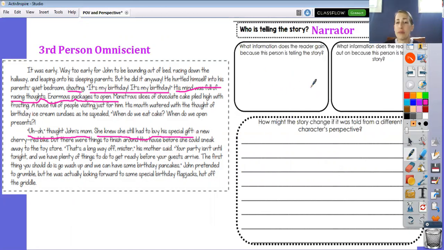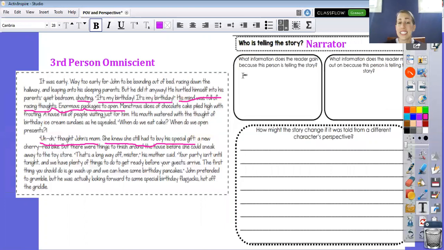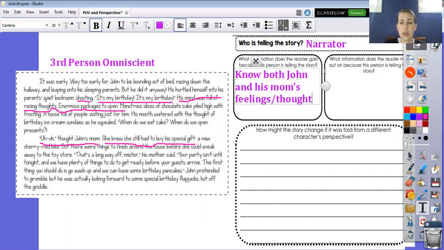So what information do we gain because this person is telling the story? Since it's a narrator, we know both John and his mom's feelings and thoughts. And because we know both characters' thoughts, we don't really miss out on anything because we understand what both characters are feeling at this particular moment.